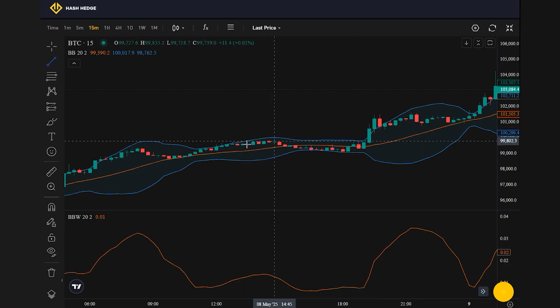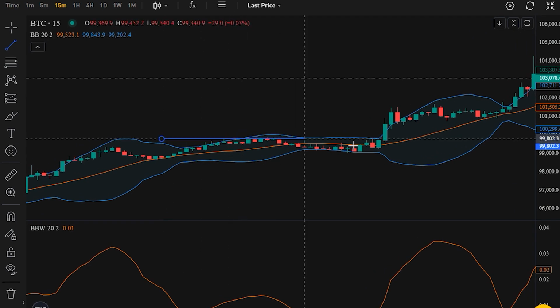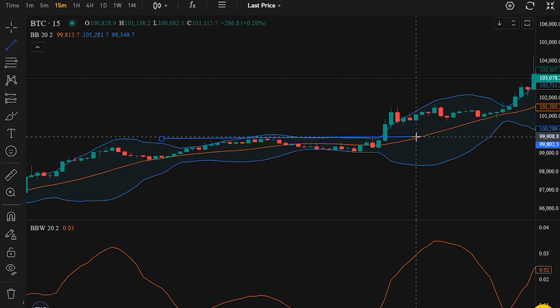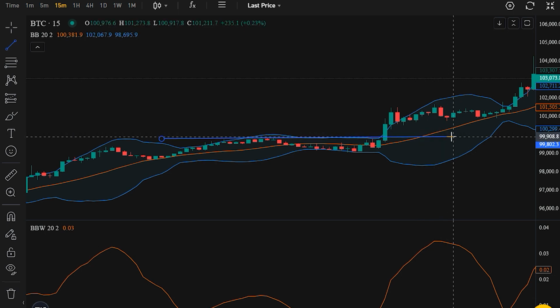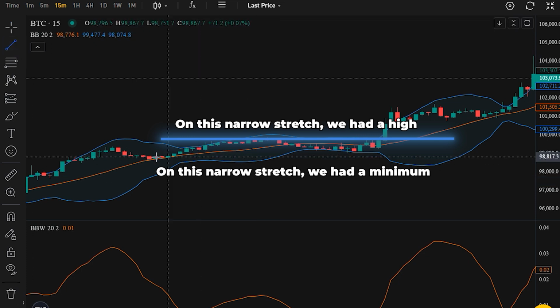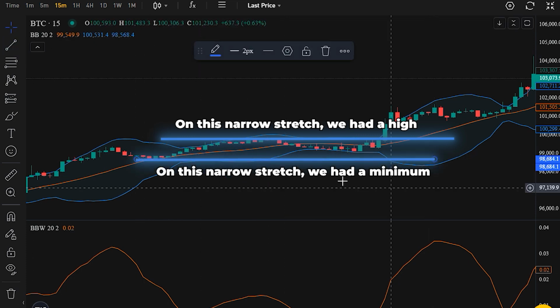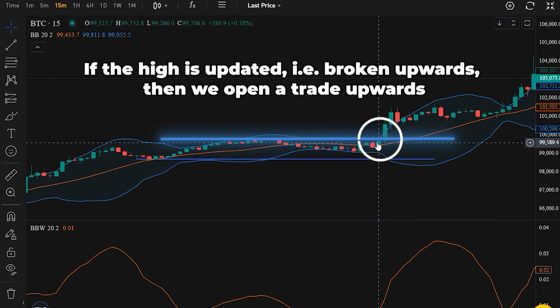On this narrow stretch, we had a high right here at this mark. During the flat period, during the period of narrow Bollinger Bands, we had maxima here and extremums here. So the chart did not rise above this line, and here was the minimum, and the chart did not fall below this price. We wait first for the channel to widen, and then wait for one of these lines to be broken.